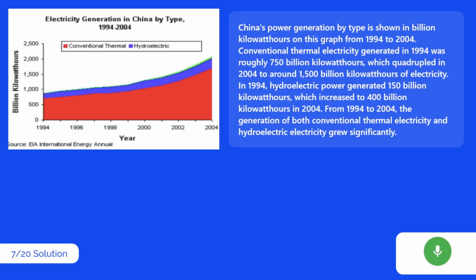China's power generation by type is shown in billion kilowatt-hours on this graph from 1994 to 2004. Conventional thermal electricity generated in 1994 was roughly 750 billion kilowatt-hours, which doubled in 2004 to around 1,500 billion kilowatt-hours of electricity. In 1994, hydroelectric power generated 150 billion kilowatt-hours, which increased to 400 billion kilowatt-hours in 2004. From 1994 to 2004, the generation of both conventional thermal electricity and hydroelectric electricity grew significantly.